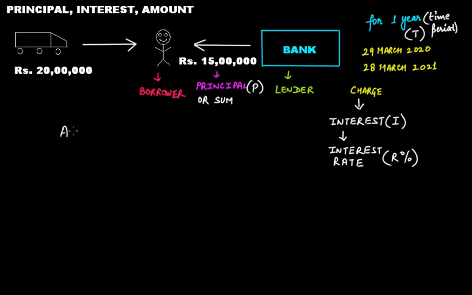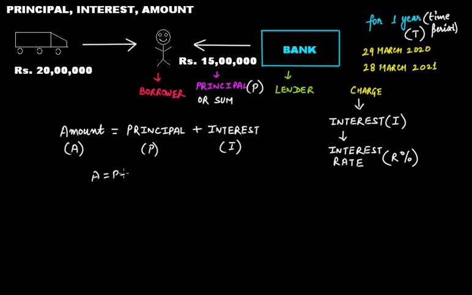You'll pay back the total amount. Let's denote it by A, amount A. That will be this principal plus the interest, the charge that the bank charges you on this principal. You have to pay it back to the bank within 1 year. Therefore, A, that is amount, is equal to P plus I.